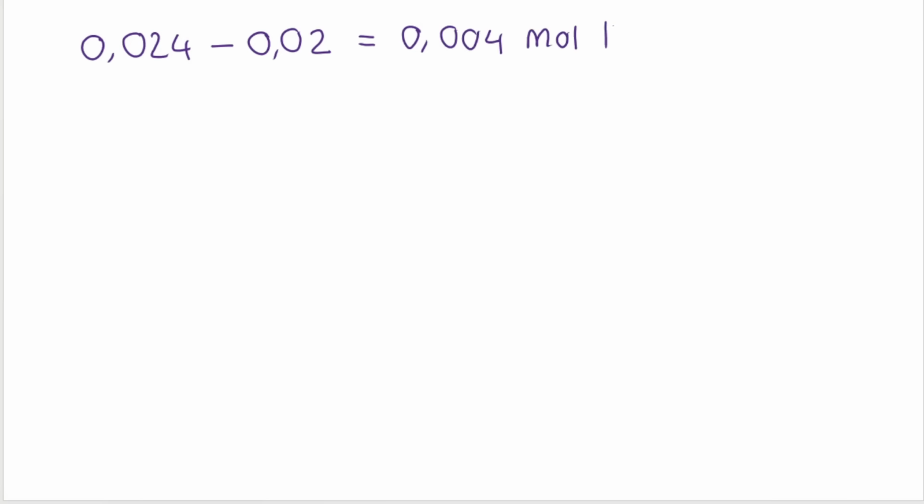So what we do is we take what we started with, 0.024, minus what we use up, 0.02, and the difference, 0.004 moles. The difference, that's the moles of KOH that is in excess. We call it excess, or we can also say that is left over.